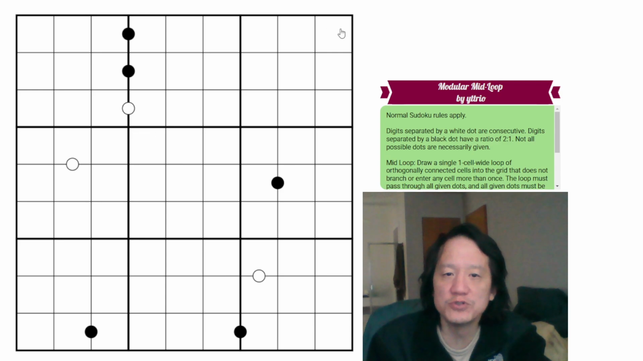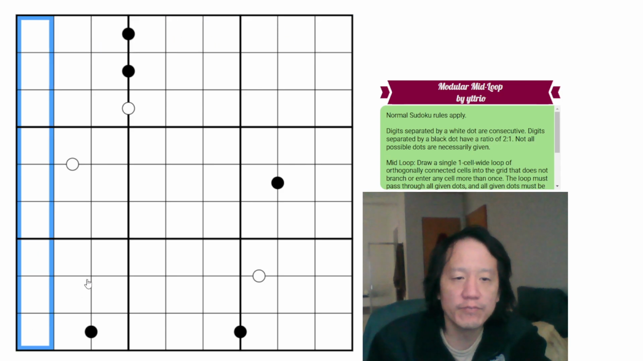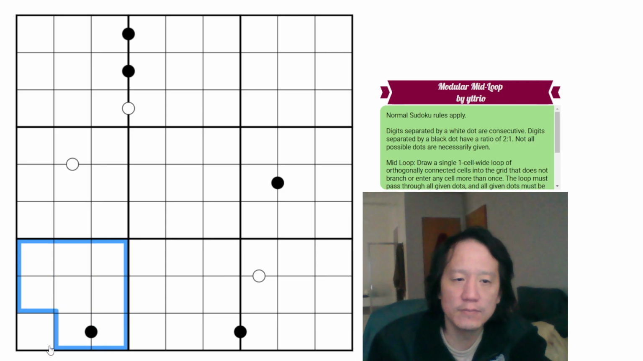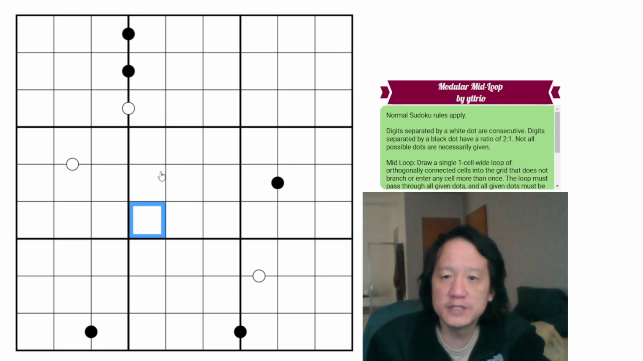Normal Sudoku rules apply, which means place the digits 1 through 9 once each in every row, column, and box. Digits separated by a white dot are consecutive. Digits separated by a black dot have a ratio of 2 to 1. Not all possible dots are necessarily given.